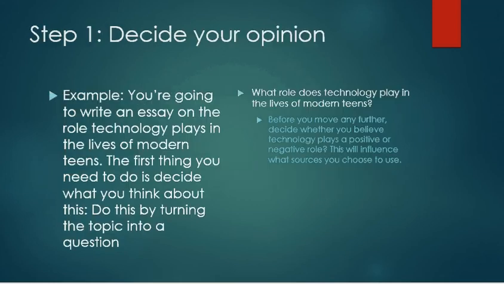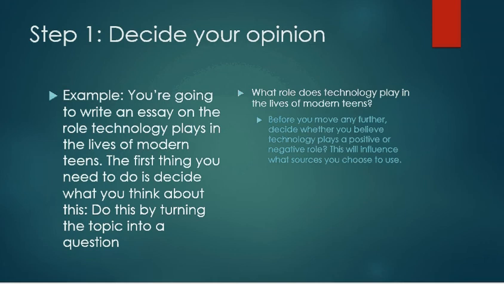So the first step when you go to write this is you need to decide your opinion. Example, let's say you're going to write an essay on the role technology plays in the lives of modern teens. The first thing you need to do is decide what you think about this. You do this by turning the topic into a question. So the question for that particular topic is, what role does technology play in the life of modern teens? Now, the important thing here, before you move any further, is decide whether you believe technology plays a positive or negative role. So the first thing you want to do before you even start looking at your sources is make up your mind whether this is a good or bad thing.